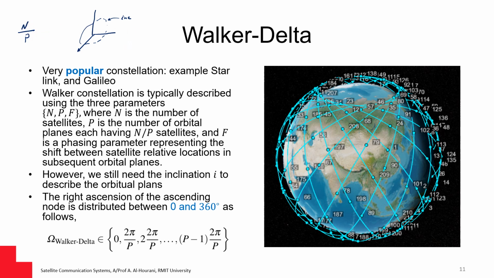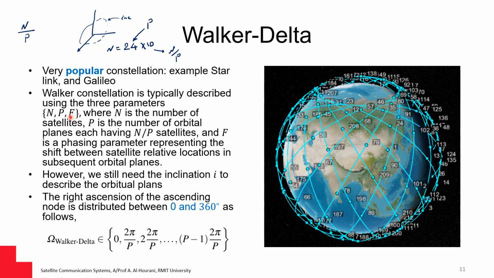Let's say, as an example, we have 24 orbital planes, and each orbital plane will have 10 satellites. So the total number of satellites would be n, the number of orbital planes would be p, and this number 10 is the number of satellites per orbital plane, which is n divided by p.